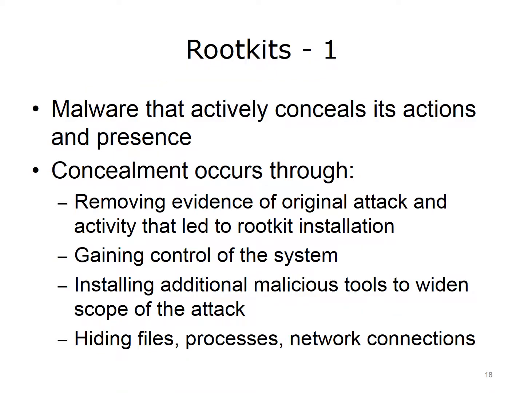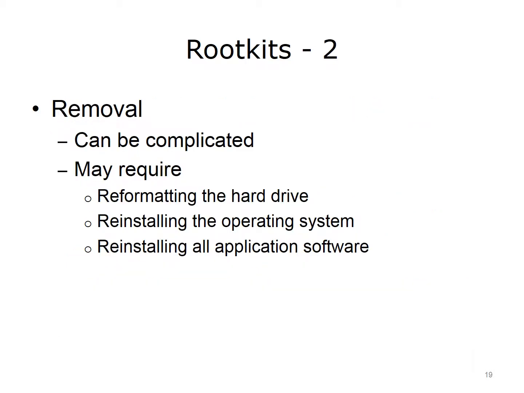A rootkit is malware that actively conceals its actions and presence. Rootkits conceal themselves by removing the evidence of the original attack and activity that led to the rootkit's installation, gaining control over the system, installing additional malware, and hiding the files, processes, and network connections that it uses. Removal of a rootkit can be extremely difficult, and frequently it is more time and cost-efficient to reformat the hard drive and reinstall the operating system and all application software.